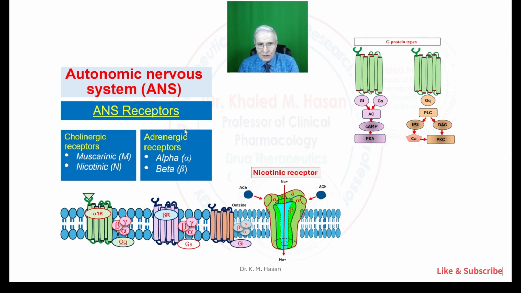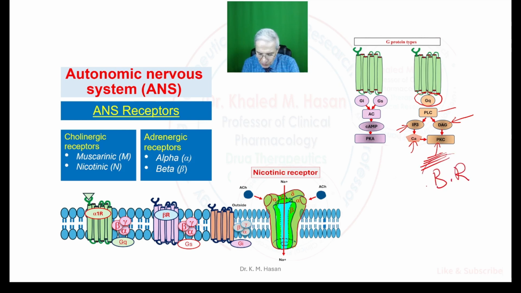Regarding the adrenergic receptor, we have the alpha receptor, then we have the beta receptor. The purpose also of these images is to remind us that in the autonomic nervous system, we have something called G protein types. As you can see here, we have the Gq protein, and the Gq protein activates phospholipase C, and this will activate IP3, inositol triphosphate, and diacylglycerol, DAG, and this will increase the level of calcium and activate protein kinase and cause a biological response here.